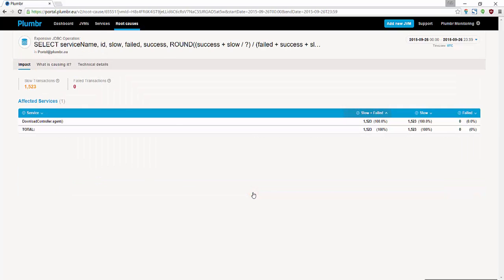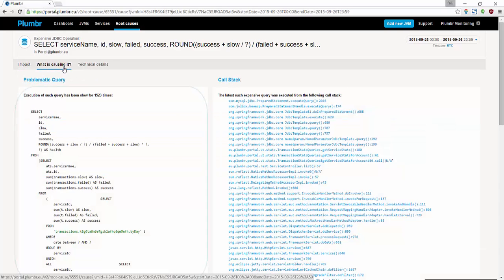First it displays the different services that this root cause affected. In our case, Plumbr confirms that the query only affected this one service that we already zoomed into, causing slow response times 1,500 times during the day. The juiciest part is displayed when I click on this tab. Plumbr tells us the exact root cause.